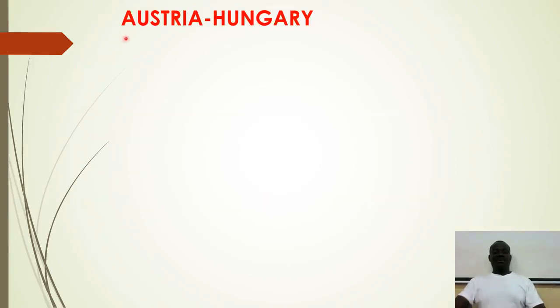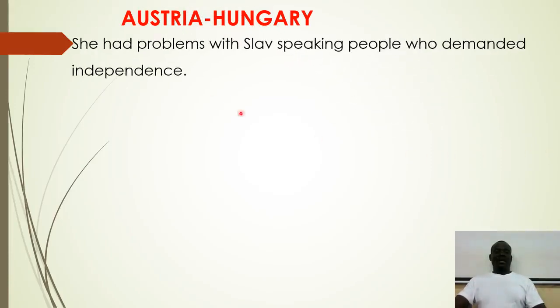Another country that was also interested in the affairs of the Balkans was Austria-Hungary. She had problems with the Slav-speaking people who demanded independence. So remember, with what was started by Serbia, the Slavs who were in Austria-Hungary were making a lot of problems there to say, we also need to be independent from Austria-Hungary. So they wanted their independence. Hence, it was a problem to Austria-Hungary.